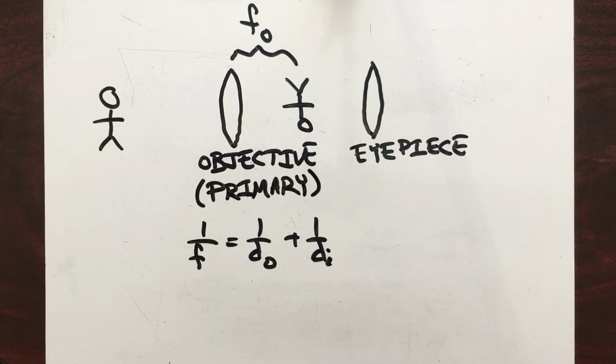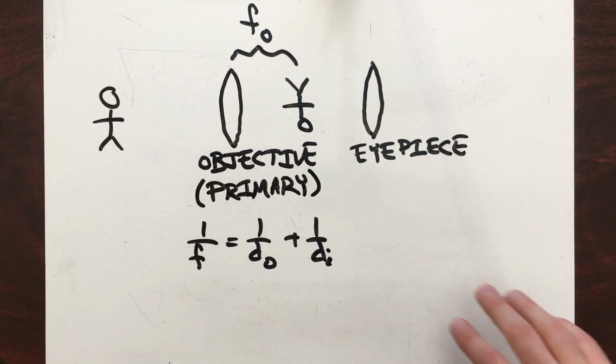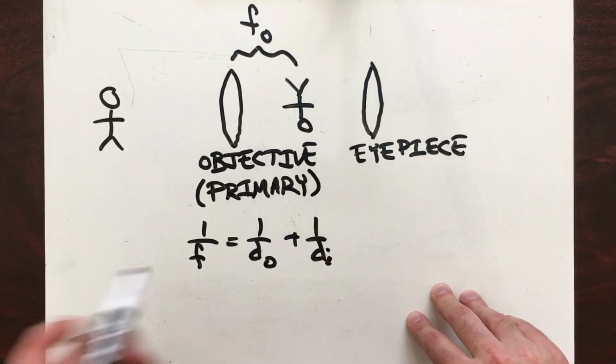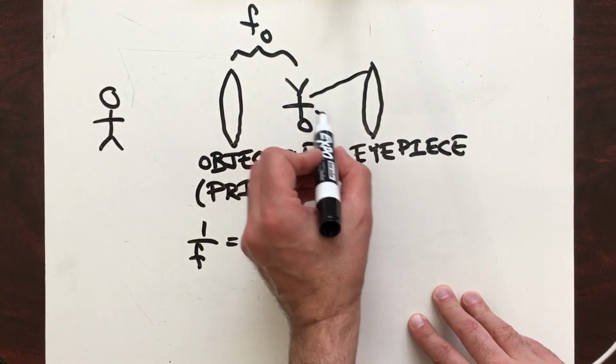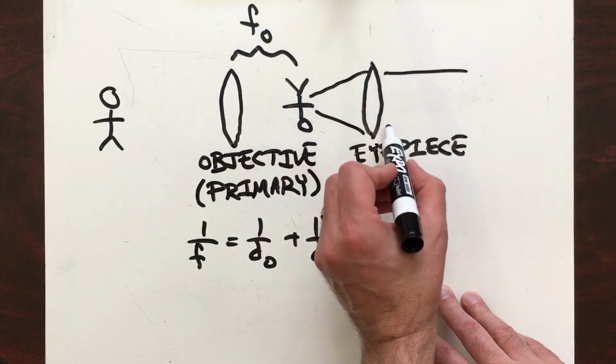And it turns out that when your eye is relaxed, that's when it's best for looking at objects that are extremely far away. You might say an infinite distance away. And so to get our eye in that state, we want the light coming from this image to come out and be parallel.